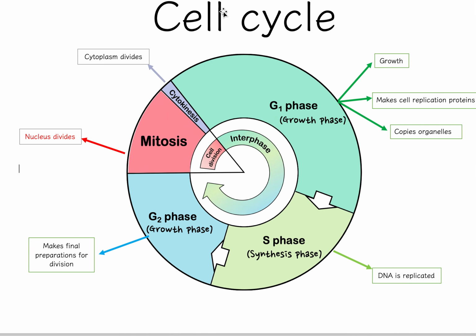Okay, so again, here is the cell cycle, and we know the cell cycle has two basic phases: interphase and cell division. Interphase has the G1, S, and G2 phase. And in each of these phases, something unique happens, right? In G1 phase, we have growth. In S phase, we have DNA being replicated, right? And then in G2 phase, we have basically the same thing as in G1 phase, just continued, okay?